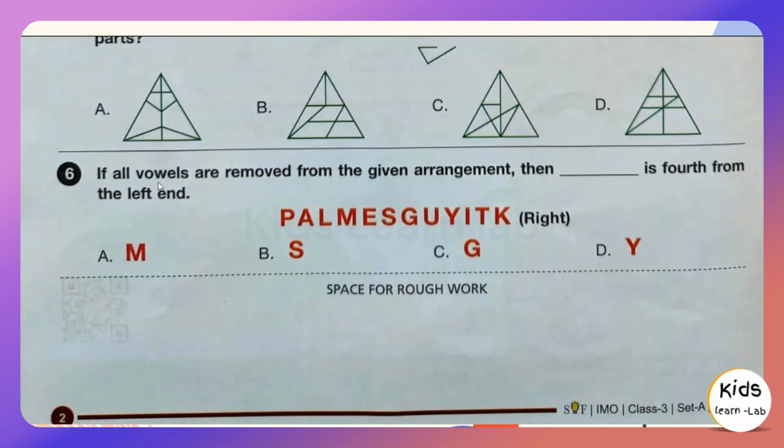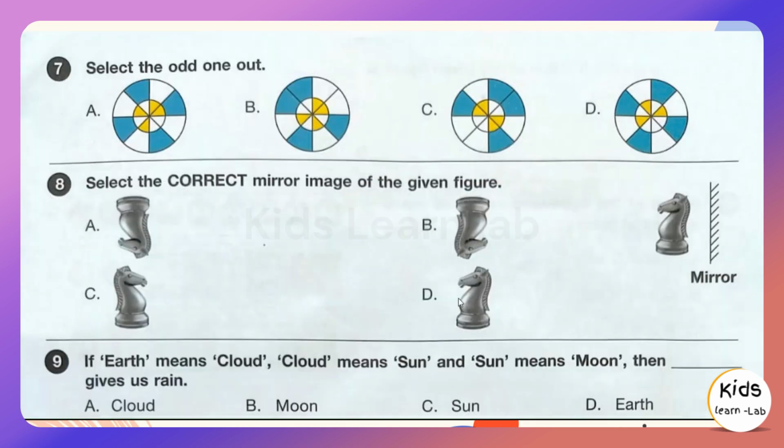Sixth question. If all ovals are removed from the given arrangement, then dash is fourth from the left end. This is the left end and this is the right end. Let's remove the ovals A, E, U, I. 1, 2, 3, 4. So this is fourth from the left end. Option B is the right answer, children.